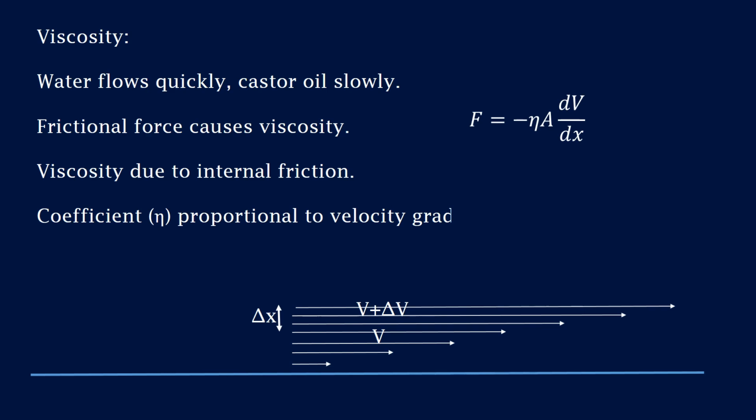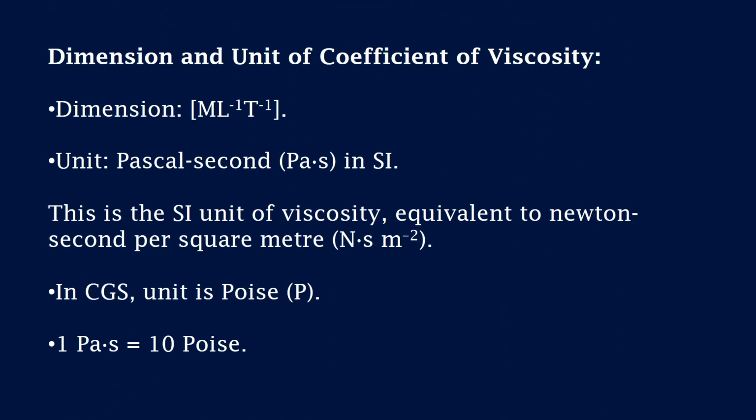The dimensions of the coefficient of viscosity are M L raised to minus 1 T raised to minus 1, indicating mass per length per time. In the SI system, the unit is Pascal second, while in CGS it is poise (P), where 1 poise equals 0.1 Pascal second. Therefore, 1 Pascal second is equal to 10 poise.